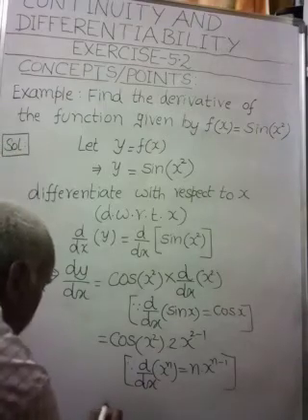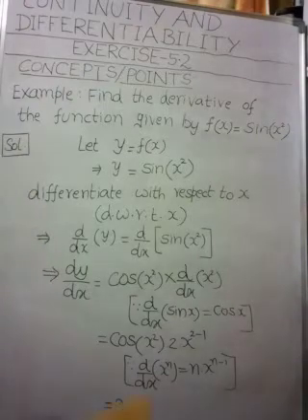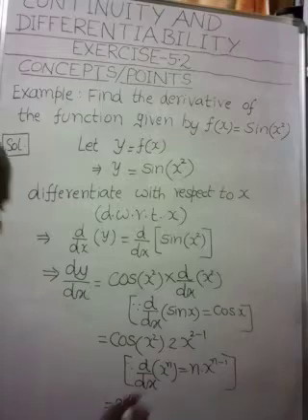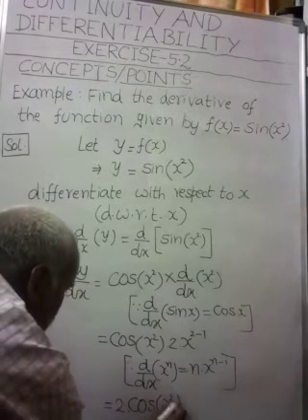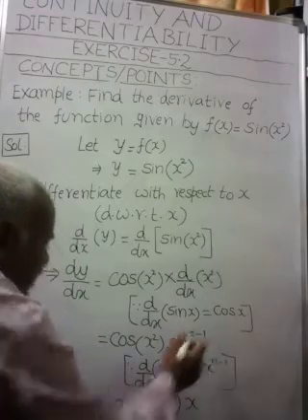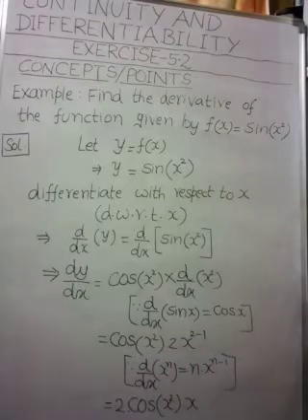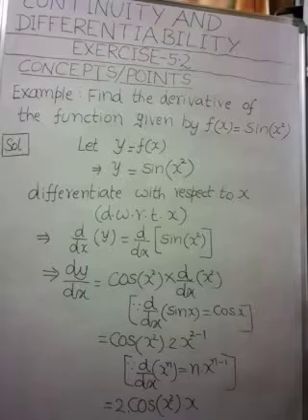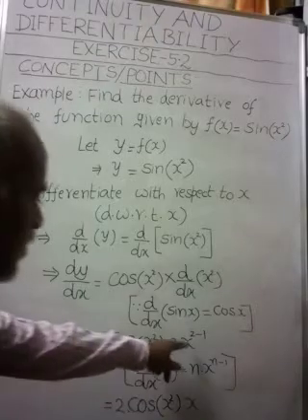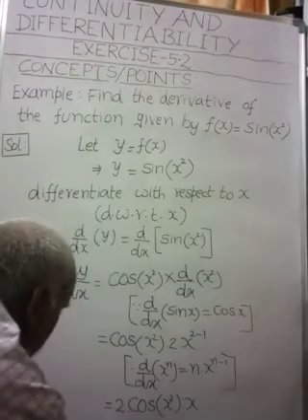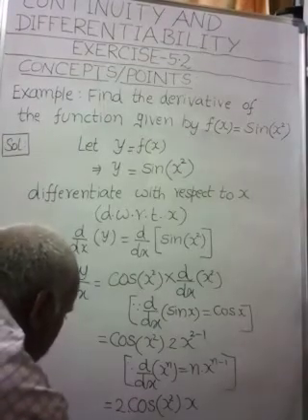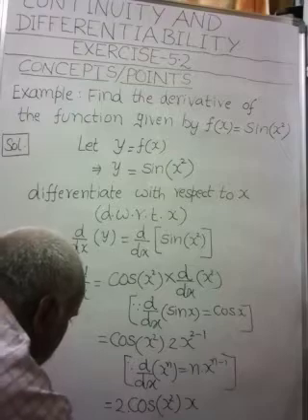That is equal to. Here 2 is a numerical coefficient. In general we write the numerical coefficient at the beginning of the term. So 2 into cos of x square into x power 2 minus 1. What do you get? x power 2 minus 1, that is 1 only, x power 1. This is equal to 2x into cos of x square.